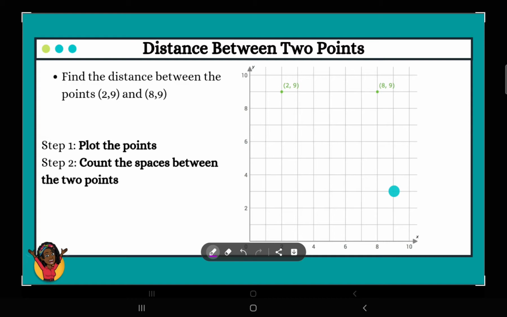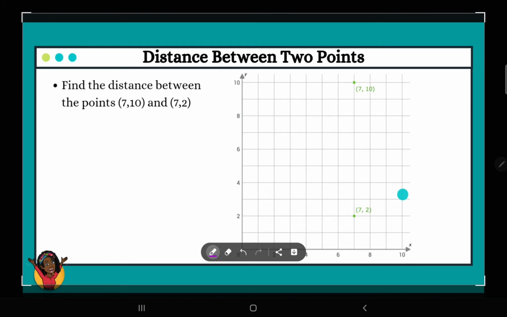So find the distance between the points (2, 9) and (8, 9) as shown here on our graph. So they are already plotted, which was step 1. And then step 2 is to count the spaces between the 2 points. So I like to use my frog method to make sure that I'm counting correctly. So that's 1, 2, 3, 4, 5, 6. So the distance between the points (2, 9) and (8, 9) is 6 units.